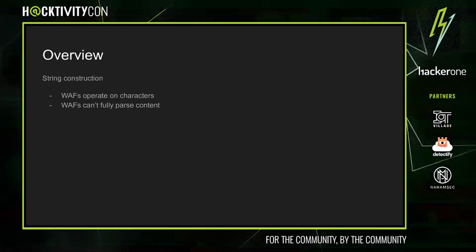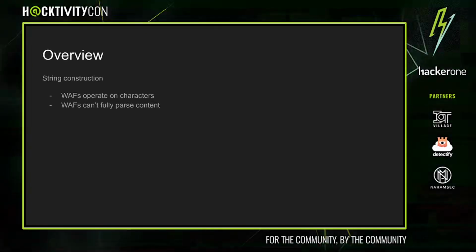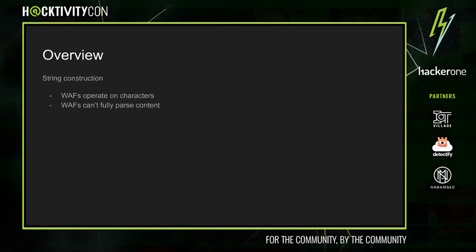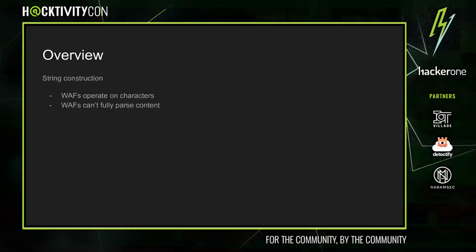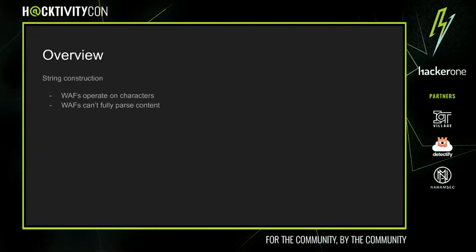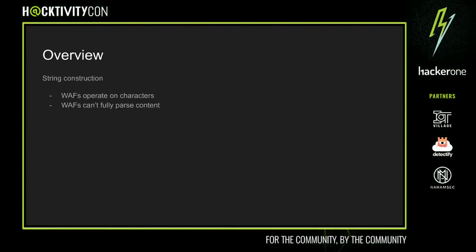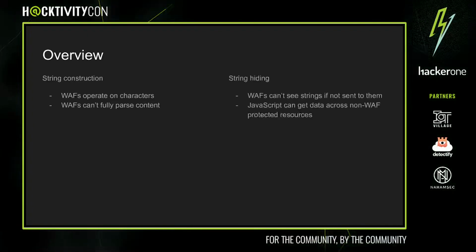First is string construction, and this relies on the idea that WAFs operate on the literal character content of payloads. Luckily, JS code is quite complex, so instead of embedding our payload string directly in the code, we can construct it gradually through JS code. It would be infeasible for a WAF to fully parse and execute the JavaScript code, allowing us to bypass the WAF, hiding our payload.